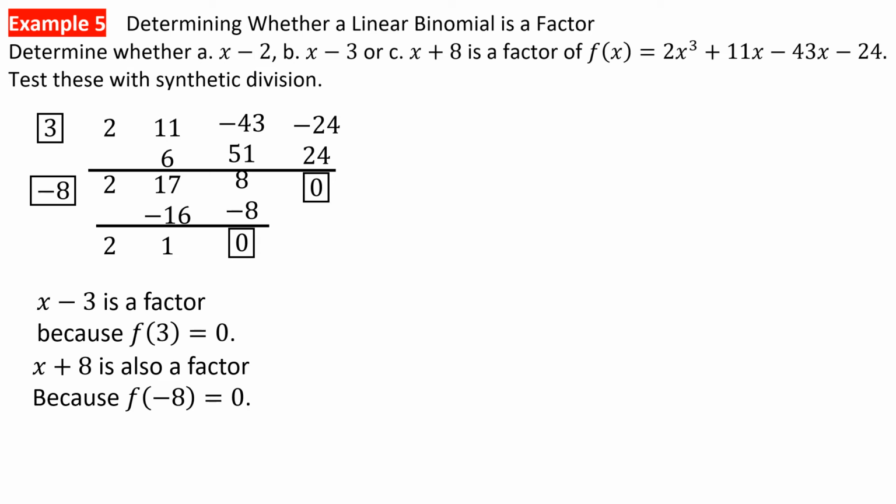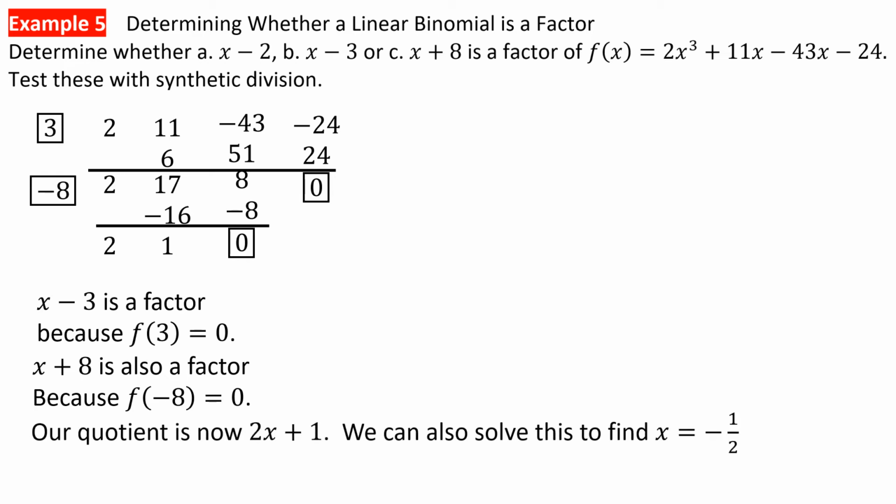Now look at the last numbers that wind up our quotient, 2 and 1. That tells us that 2x plus 1 is also going to be a binomial factor. If we want to solve that by subtracting the 1 and dividing by 2, we come out to x equals negative 1/2. Or if you want to try the negative 1/2 in with synthetic division, you can.